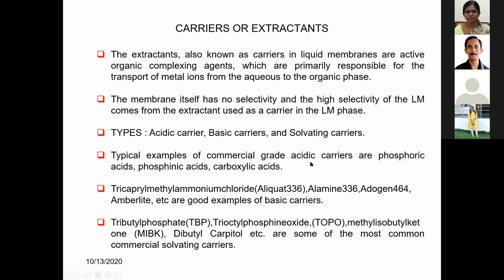Carriers like phosphinic acid, phosphoric acid, phosphonic acid, carboxylic acid, and some ionic liquids can also be used. You can use tricaprylyl methyl ammonium chloride, Alamine, Aliquat, Adogen. These are all commercial names. Amberlite are good examples of basic carriers. And there are a lot of ionic liquids which could be used instead of these carriers. Tributyl phosphate, TOPO and MIBK are the most common commercial solvating carriers that could be used.